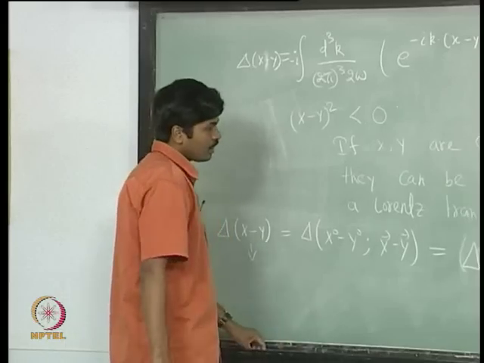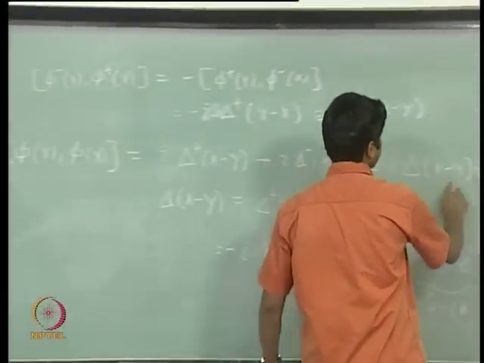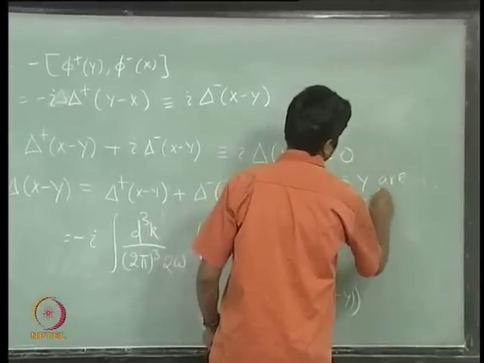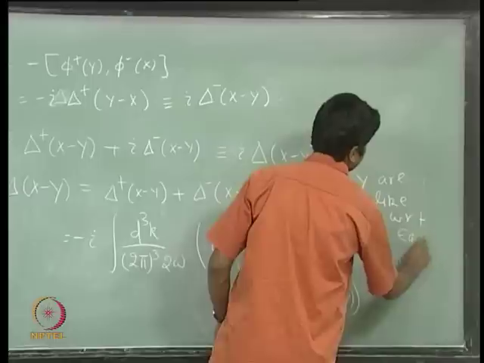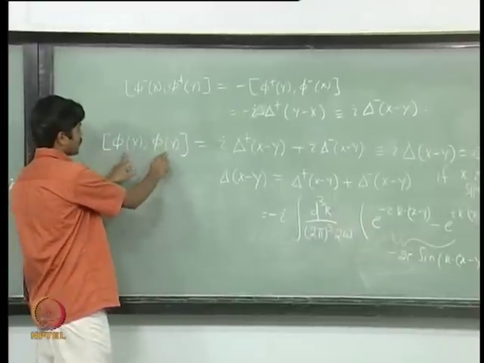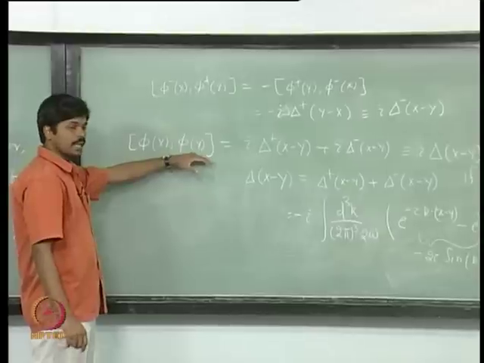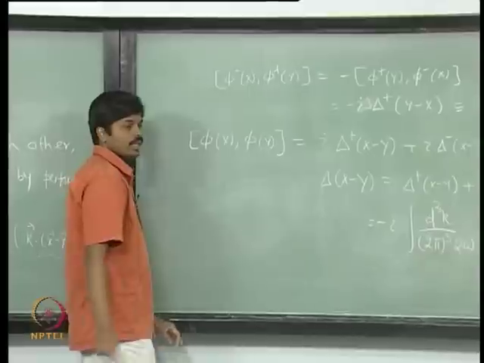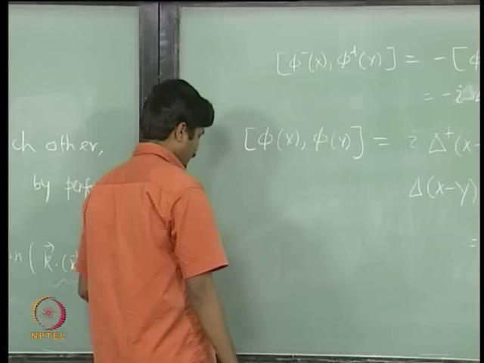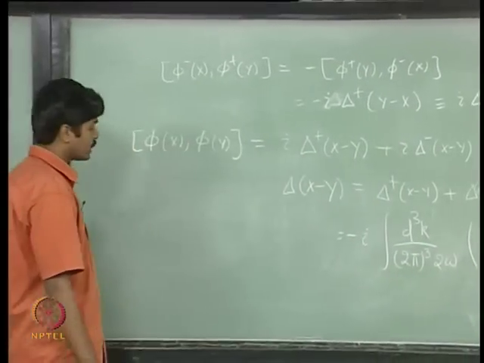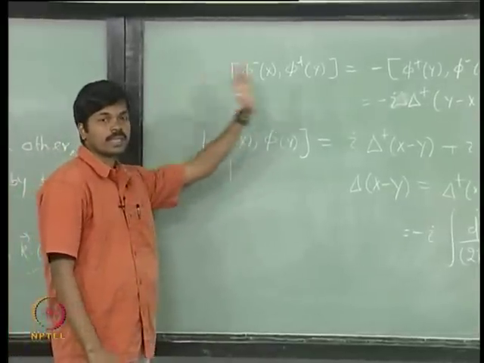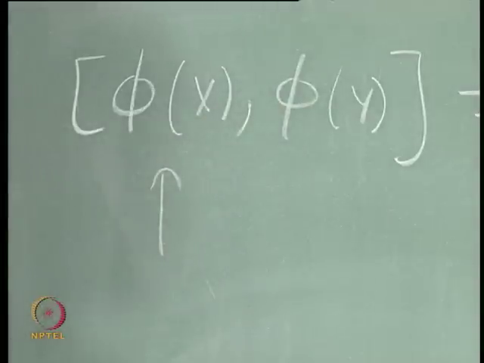So, the conclusion is that this delta here vanishes if x and y are space-like with respect to each other. Since this delta of x minus y is, up to a factor of i, equal to the commutator of phi of x and phi of y, therefore phi of x and phi of y commute when x and y are space-like with respect to each other. This is what causality tells us, and hence we have seen that at least the Klein-Gordon theory is causal, in the sense that if two events are space-like with respect to each other, then the measurement of an observable at one of these events does not affect the measurement of any other observable at the other space-time event.